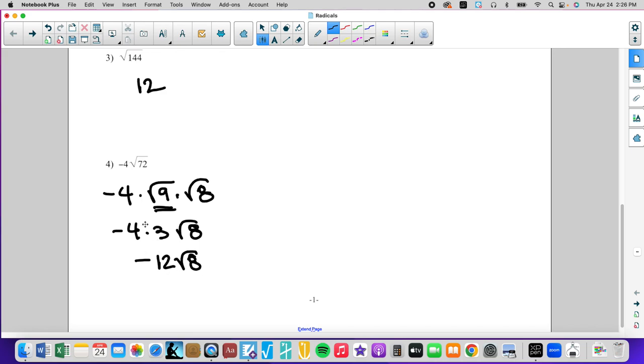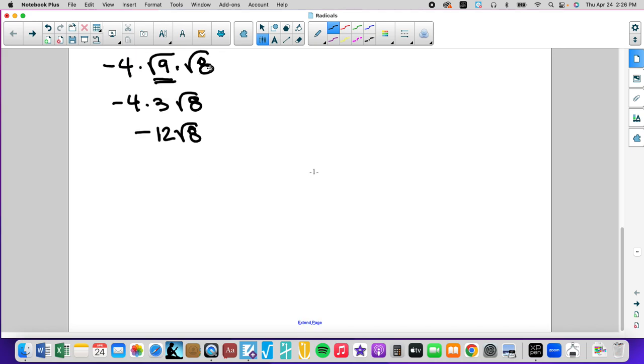And many students stopped here, and that was unfortunately a mistake. We still can simplify rad 8. So when we're simplifying these radicals, we still have to make sure that we simplify it completely. So I chose 4 and 2 because 4 times 2 equals 8, and 4 is a perfect square. So I get negative 12 times 2 times rad 2, or negative 24 rad 2 is its simplified answer.